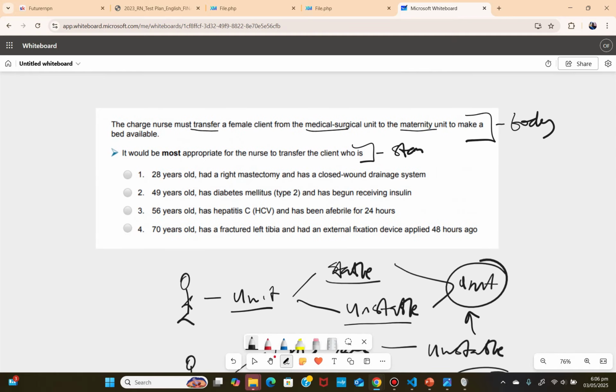So now let's answer this question. We know this question is testing the principle of transfer. So understanding the principle of transfer, the NCLEX also feels like you already know the principle of transfer.